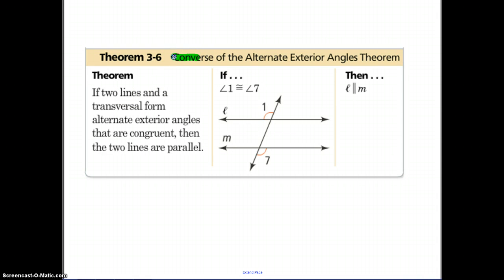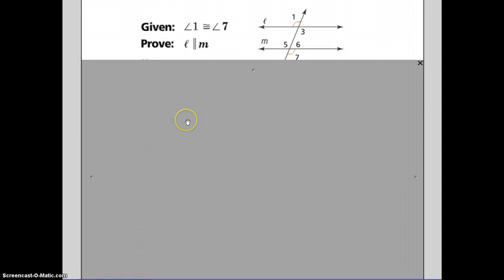Now let's look at the converse of the alternate exterior angles theorem. So again, it's going to switch my hypothesis and switch my conclusion. So now I'm going to start with my angles. If angle 1 is congruent to angle 7, then line L is parallel to line M. Now, this one's a theorem, which means I can prove it. So, let's look at a proof.